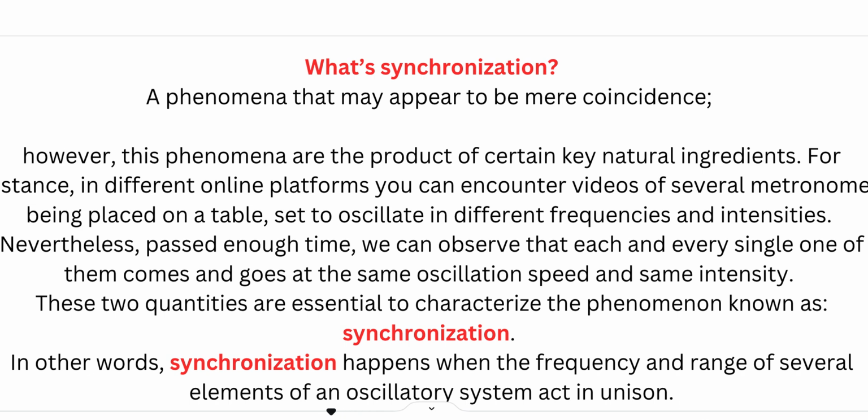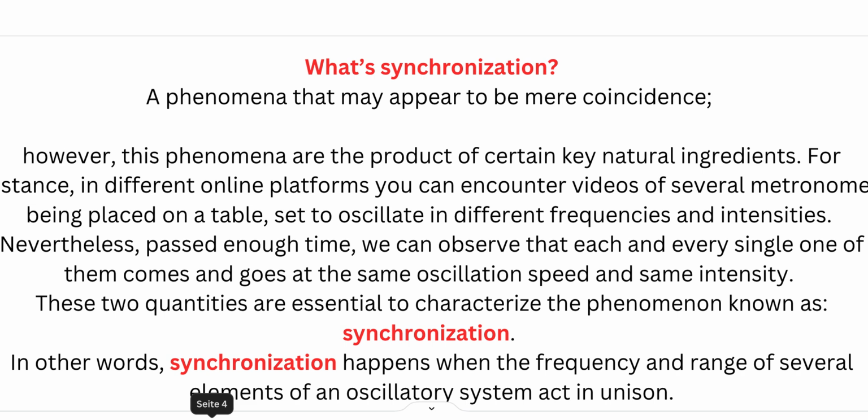For instance, on different online platforms, you can encounter videos of several metronomes being placed on a table set to oscillate at different frequencies and intensities. Nevertheless, given enough time, we can observe that each and every one of them comes and goes at the same oscillation speed and same intensity. These two quantities are essential to characterize the phenomenon known as synchronization.